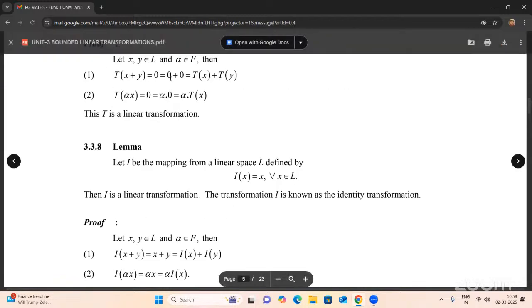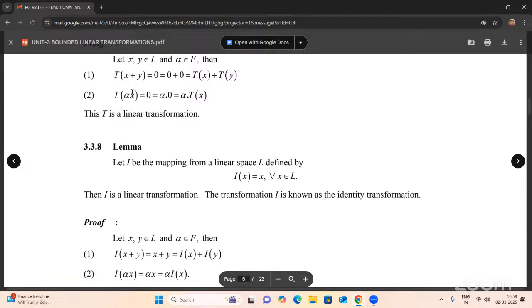According to these two conditions, here X and Y are any two vectors in the linear space, and alpha is a field element. So the transformation of X plus Y equal to, what is the condition? T of X equal to 0, and T of Y equal to 0. 0 means the additive identity in the addition of vectors. 0 can also be written as 0 plus 0, where this 0 is T of X and this 0 is T of Y.